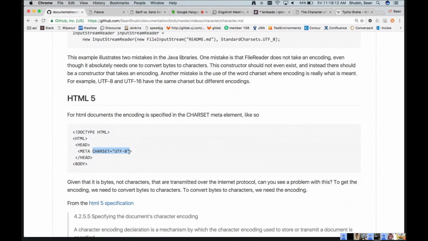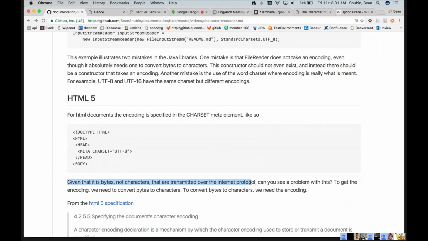So to your point, how do we tell what char set the file is in? We just read it, in the case of an HTML file, right out of there. But remember that the HTML file is transmitted in bytes, not characters. That's transmitted over the internet protocol. So what's the problem with this? Does anybody see the problem with this?